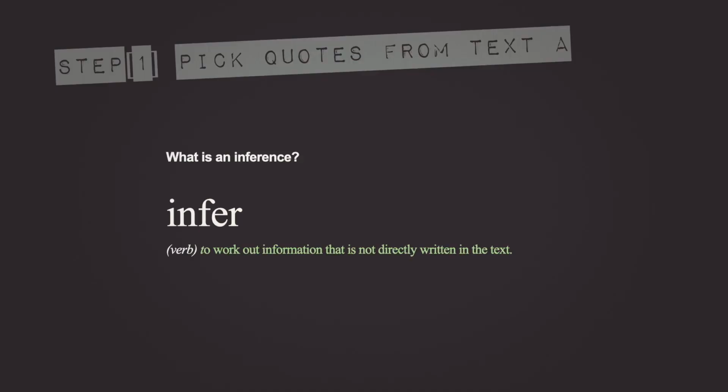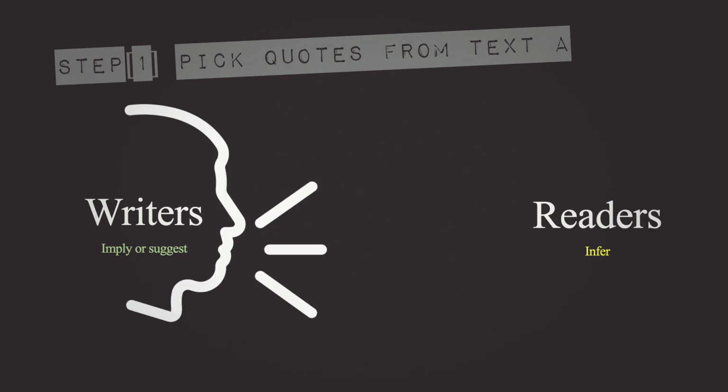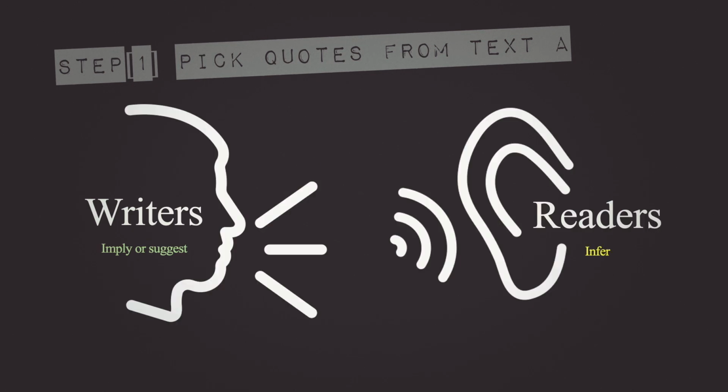Whenever we work out something like this from something that is suggested or implied, we are inferring. Try to picture this. To imply or suggest are actually the opposites of infer. They are the opposite ends of the same process. Writers will imply or suggest information, and then readers will have to work out what it means, which means that readers or audiences infer whatever is implied or suggested by the writer or speaker. See, both ends of the same process. The writer implies or suggests, and the reader infers.